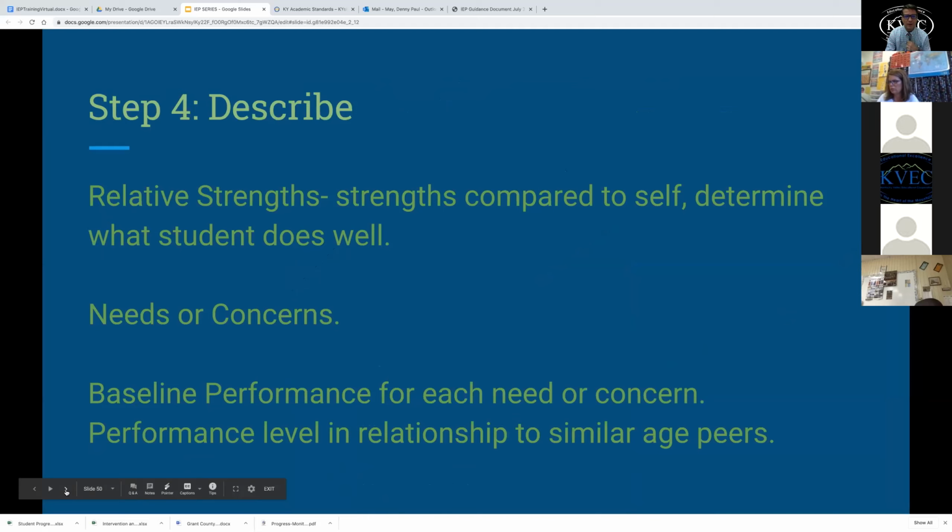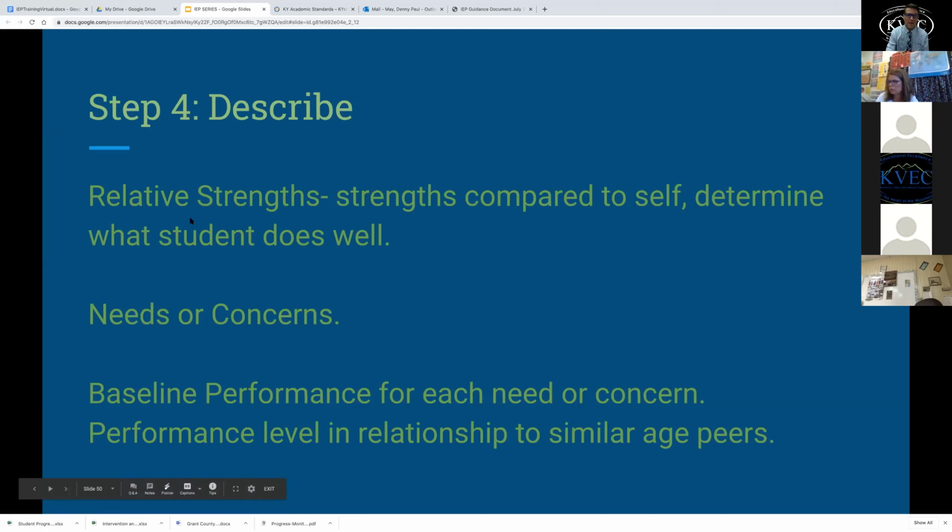Step 4, we're going to describe relative strengths, strengths compared to the self. So we're going to say things that, in comparison to the student's own performance, this is a strength. Lots of times I refer to the general intelligence section. We look at the IQ scores and there's a breakdown of those IQ scores. And I guarantee if you look at every student's IQ score, there's one thing that they do better. It might be communicating better. It might be using information better. It might be their processing speed. That's a relative strength in comparison to their own performance. Same thing in academics, same thing functional.